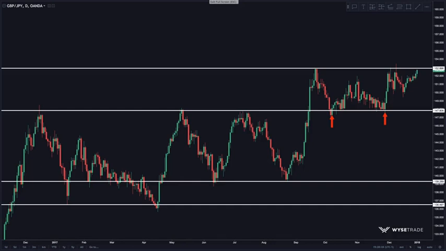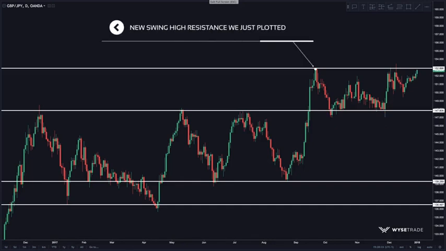Now, this is very key. Look at what happens. This new swing high resistance that we just drew in, price came up, hit it, and reversed. So you are starting to get an idea of how these things all work. Now let's jump to another pair and do this again.